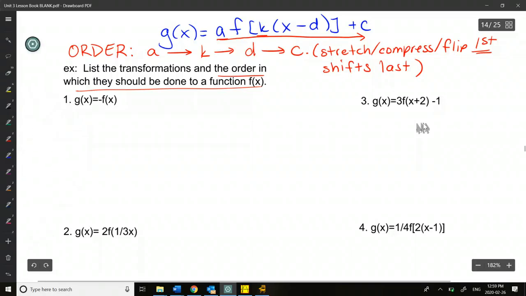All right, so the first part of this is just going to be us trying to identify A's, K's, D's, and C's. So we have one thing going on here. What is this? Is this an A, a K, a D, or a C? Cameron? It is an A, that's right. So A is equal to -1 here.